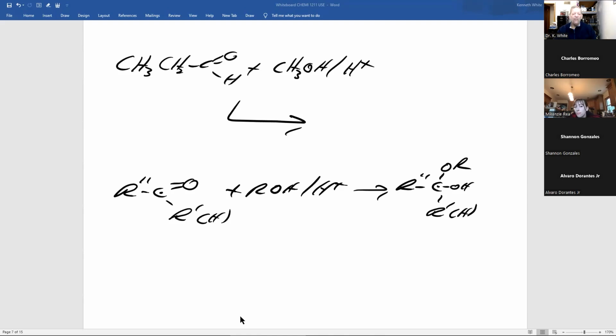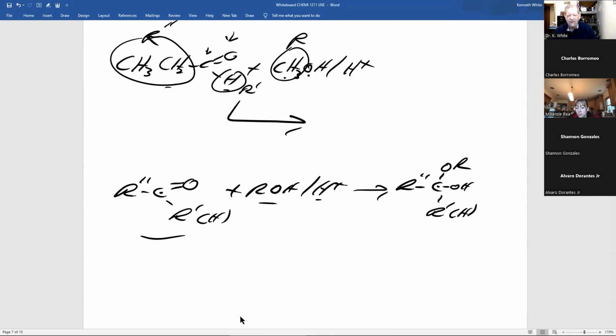All right, let's do this. What's different? Ooh, carbon, oxygen, double bond to carbon, hydrogen here. We have an aldehyde. It could have been a ketone. Carbon, hydroxyl group, alcohol, acid catalyst. This is my R prime. This is my R double prime. And this is my R group.